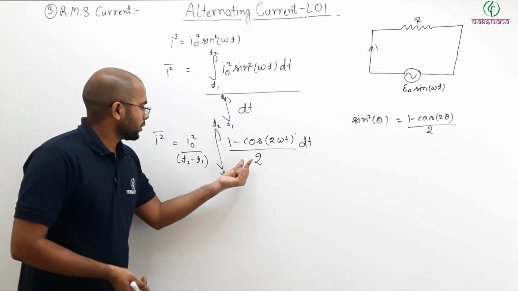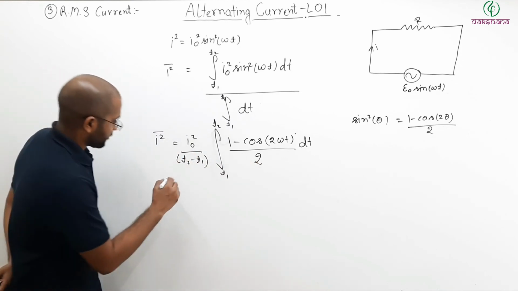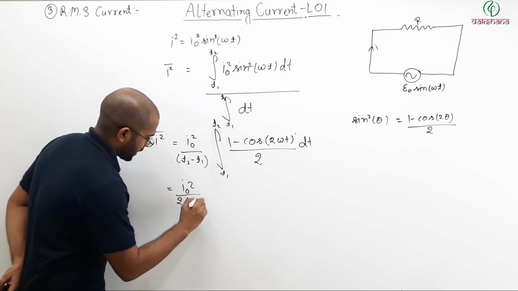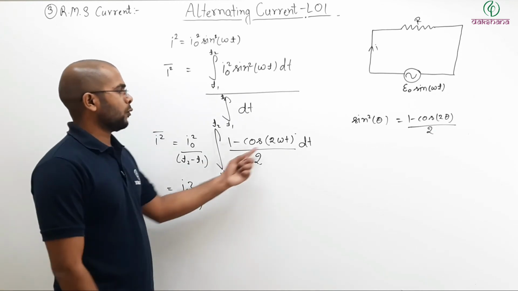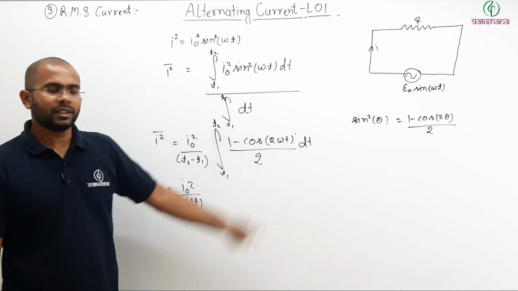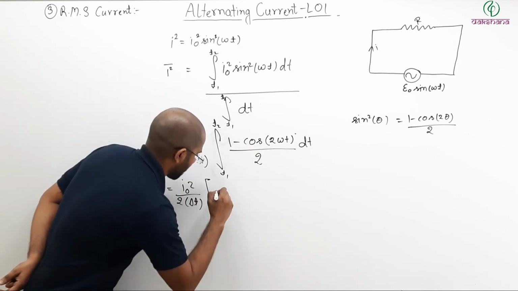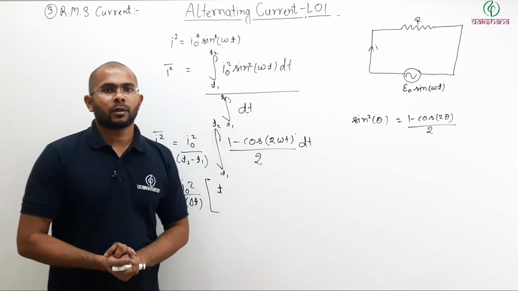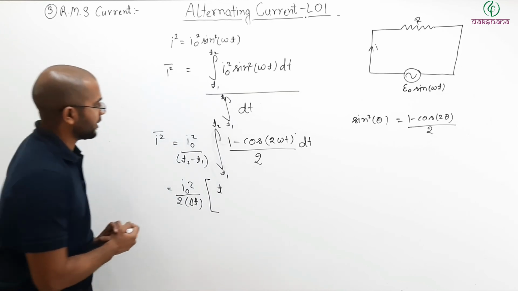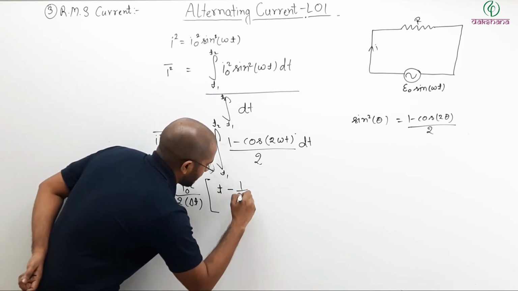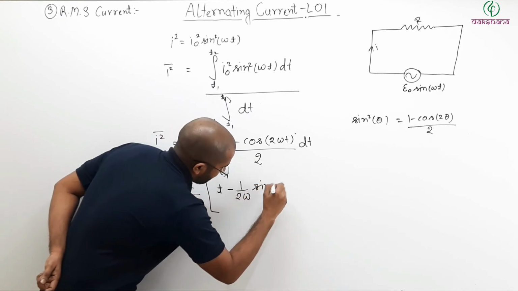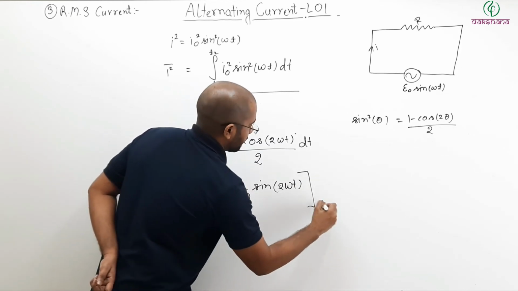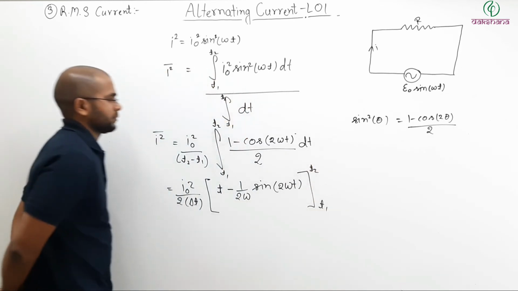Now let us take the 2 also outside. So it will be I naught square divided by twice delta t, and here integration of 1 dt will be t. Cos of 2 omega t integration will be what? It will be minus 1 by 2 omega sine of twice omega t, from t1 to t2, like this.